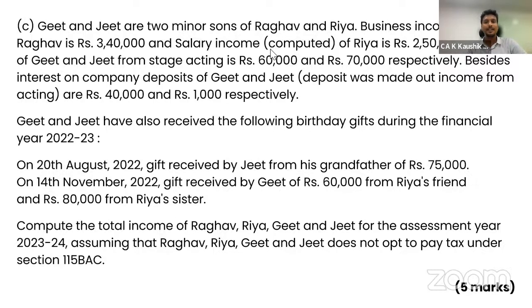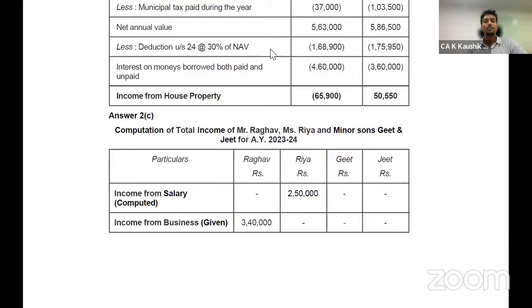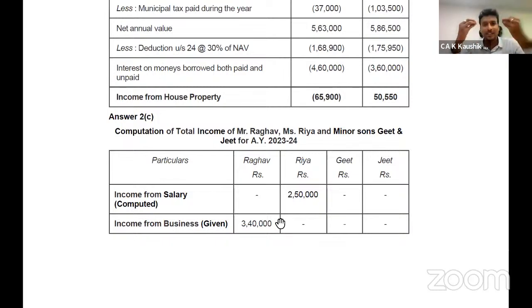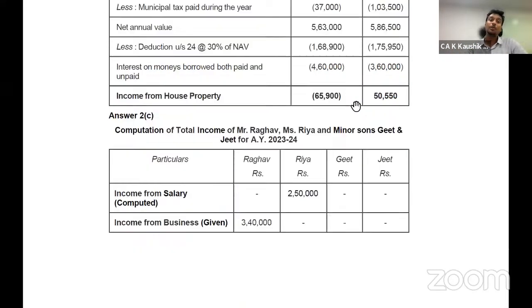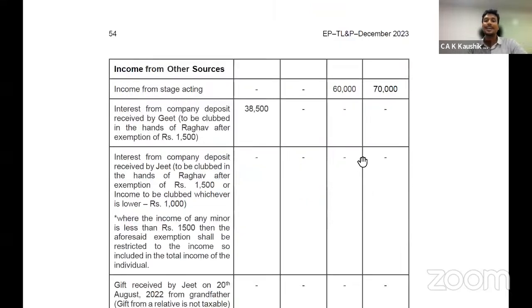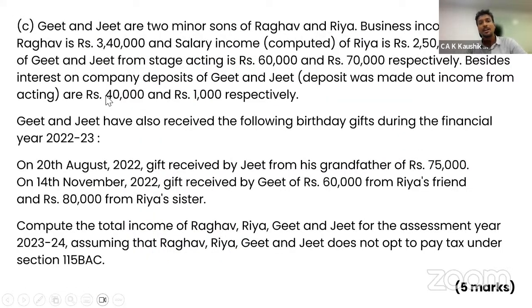Now let's quickly see the solution here. So income from salary computed, 2,50,000, is taken for Riya, and income from business for Raghav is given as 3,50,000. So these two things are given, you'll have to take them. Now the next thing is income from stage acting. This is the income of Geet and Jeet. It will be taxed in their hands only, 60,000 and 70,000. Interest from company deposit received by Geet is to be clubbed in the hands of Raghav after exemption of 1,500. So what we have here is 40,000. That income should be clubbed, and 1,000 of Jeet should be clubbed.